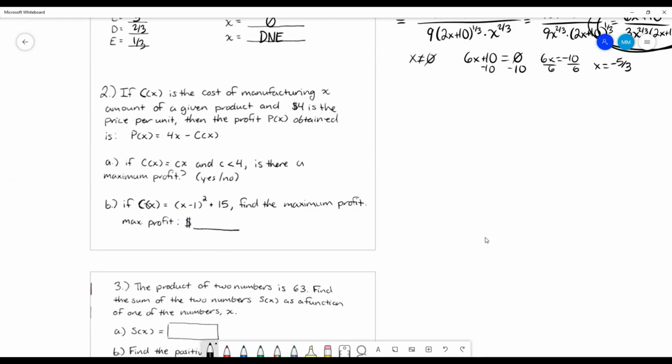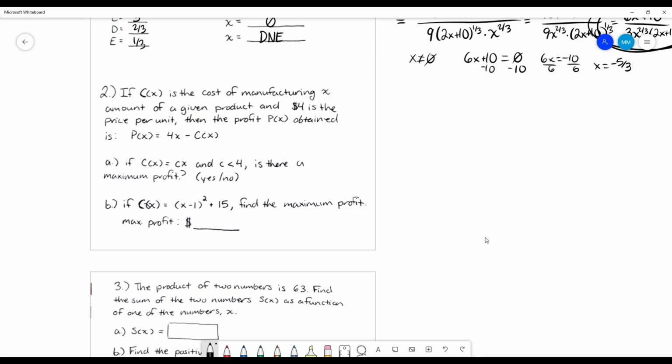Question 2 says if C of X is the cost of manufacturing X amount of a given product, and $4 is the price per unit, then the profit, P of X, is obtained as P of X equals 4X minus C of X. And all of that makes sense, right? It means that the profit is the price times how much is sold minus the cost that it takes to produce.